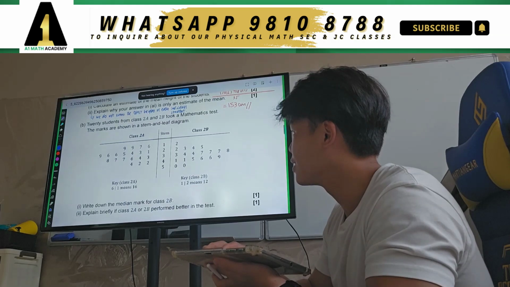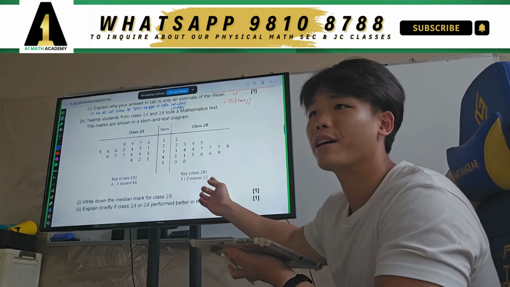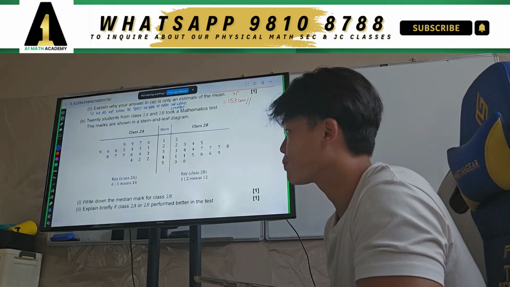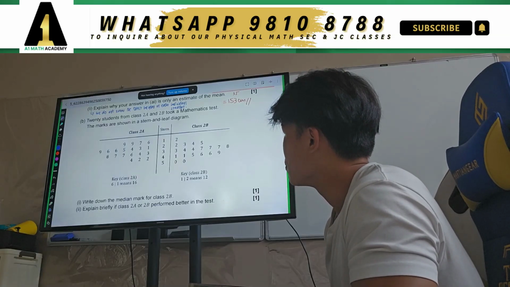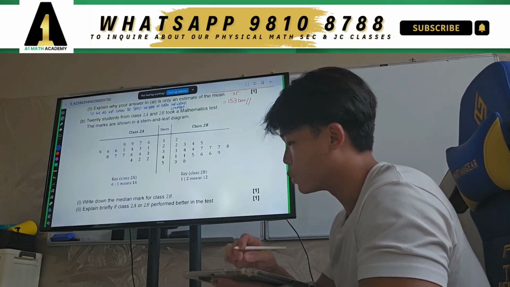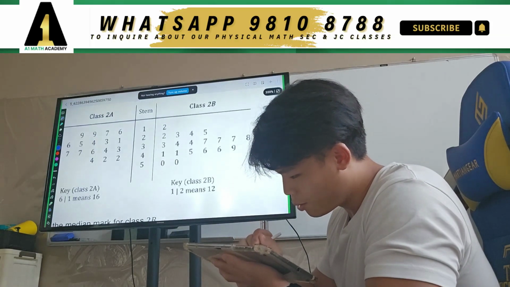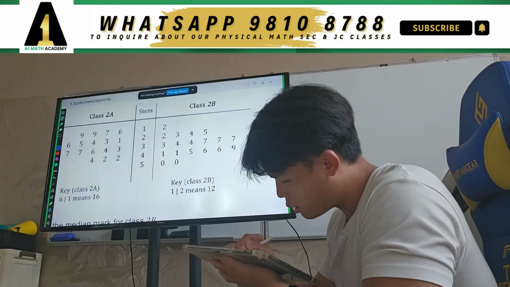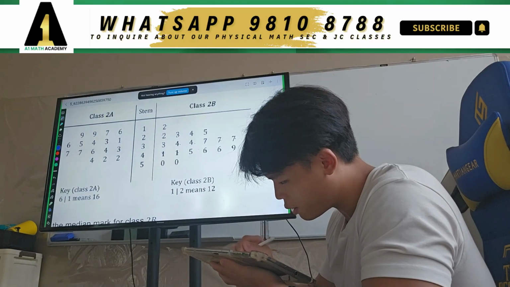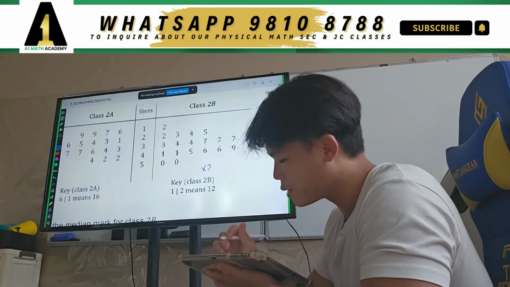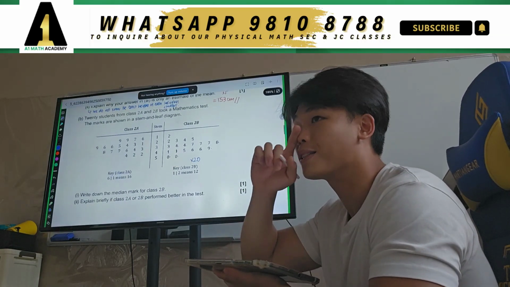Next. Same like paper 1, right? This question, stem and leaf. How to calculate the median mark for class 2B? How many students are there? 1, 2, 3, 4, 5, 6, 7, 8, 9, 10, 11, 12, 13, 14, 15, 16, 17, 18, 19, 20. 20 students. Now 20 students means where's the middle position?